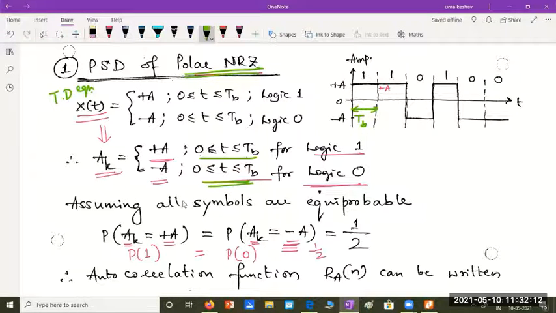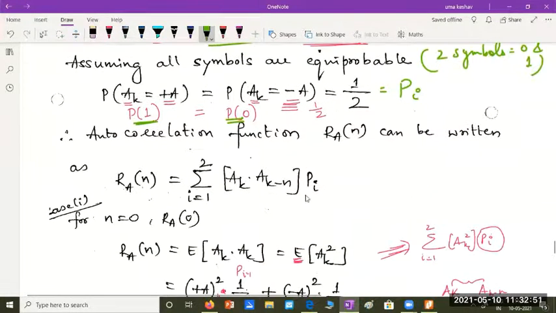Next is to find the autocorrelation function. I have to check for n equal to 0 and n not equal to 0, two conditions. Before that, let's assume all symbols are going to occur with equal probability. Remember, there are only two symbols, 0 and 1. And if both are equiprobable, it means the probability of 1 and the probability of 0 is half. So the probability of occurrence Pi in this case is half.